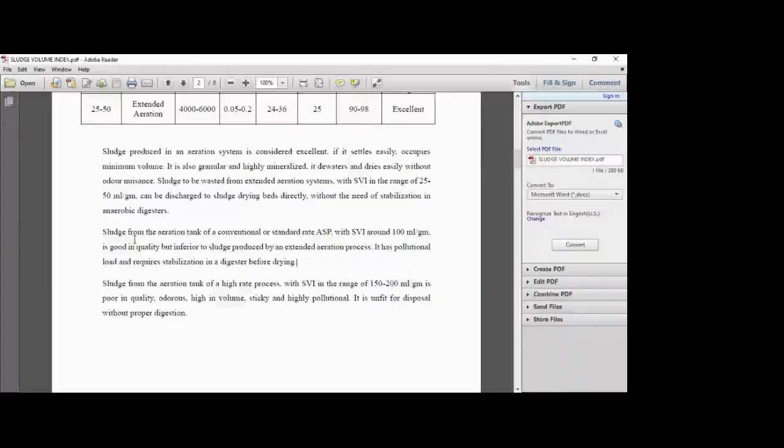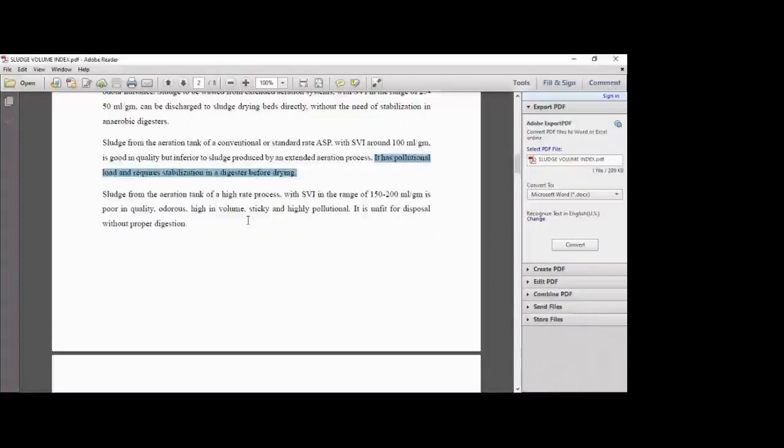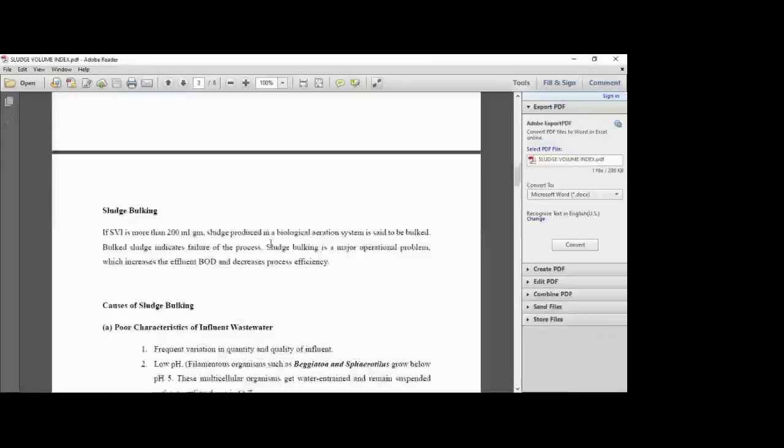So if it is a good quality sludge, you'll still have to go for removal of the pollution load. That means you'll have to stabilize it and only then can you dispose of it, right? The sludge from the aeration tank with an SVI of 150 to 200 ml per gram is poor in quality. It is highly odorous, high in volume, sticky, not granular, and has a very high pollutant load, right? So it is unfit for disposal without proper digestion. That is to be remembered, right? You compulsorily have to give it to the anaerobic digester to stabilize.